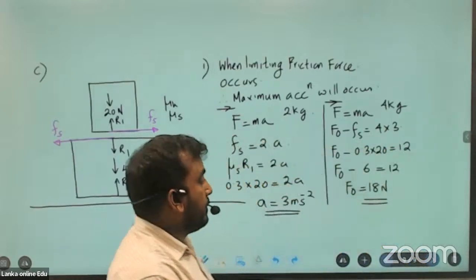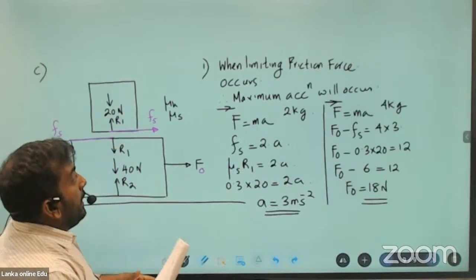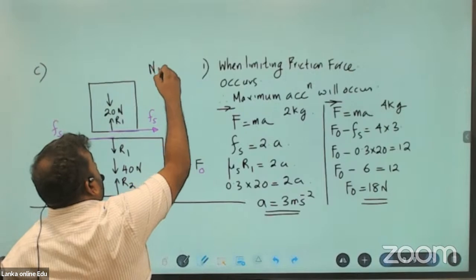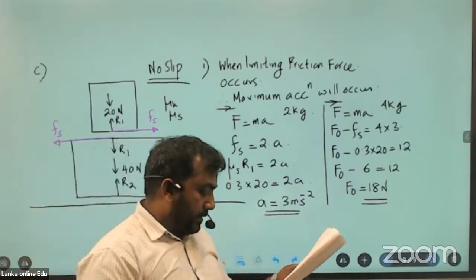So remember, this is the maximum possible force for them not to slip. Here they are also saying no slip condition. No slip condition means they are moving together. Simple. Don't forget that.